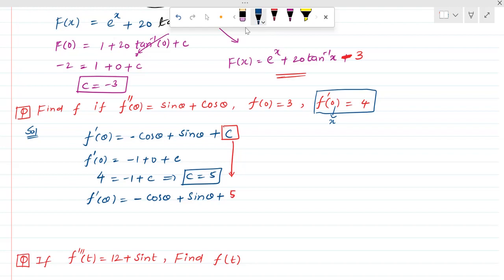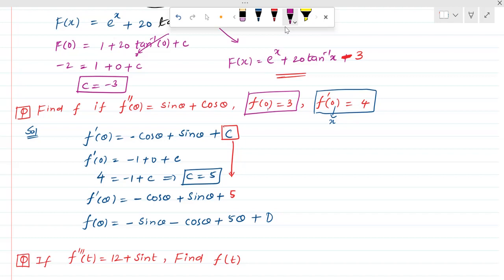Now I will do the antiderivative one more time. So it is minus sine theta minus cosine theta plus 5 theta. 5 is a constant, constant times the variable theta, plus d. I will use another variable, because c is already being used. Now I have to replace the d by using this condition.